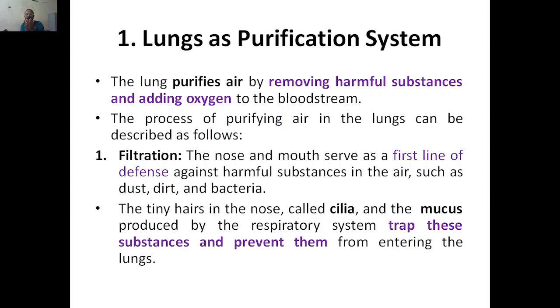fight against the harmful agents which are coming, or they will restrict the harmful agents as much as they can. For example, macroparticles, we have nose hairs, which you can call cilia, that will block these macroparticles. And also in our respiratory system we have mucus, in the nose, right? Mucus is a kind of jelly-like structure that you produce in the nose.